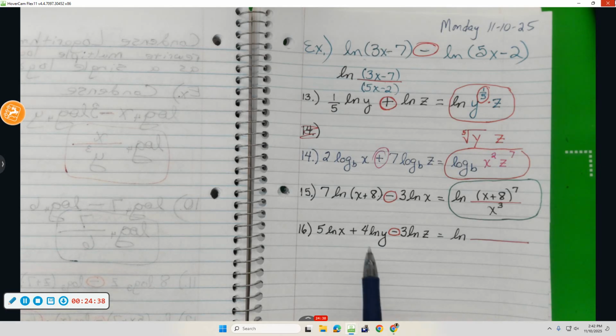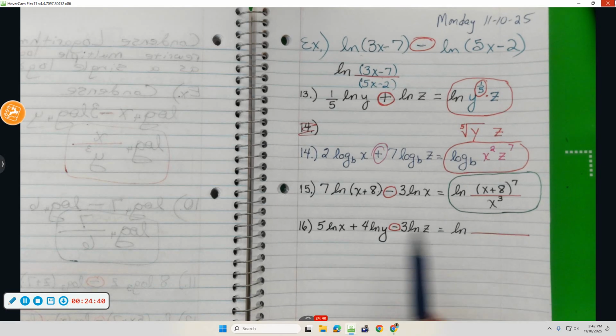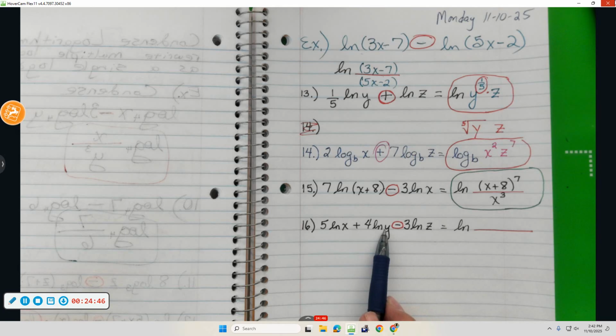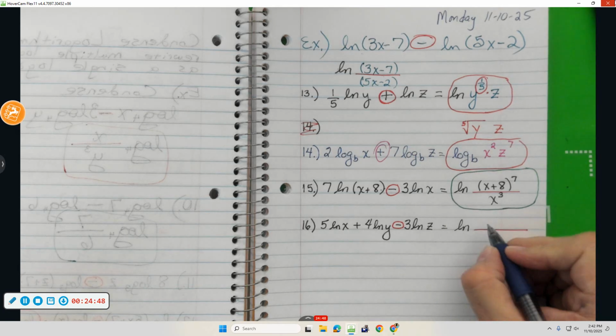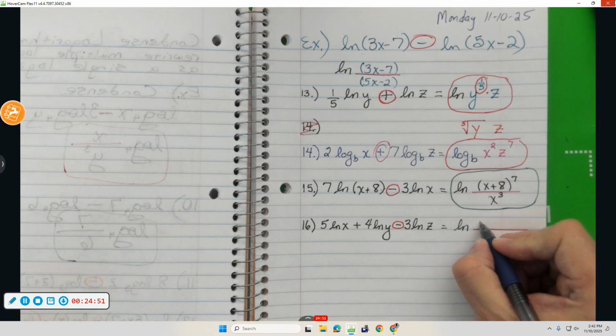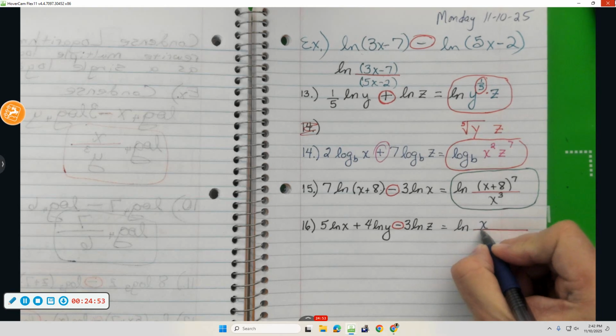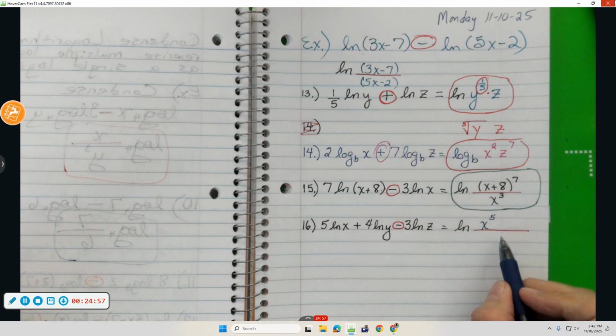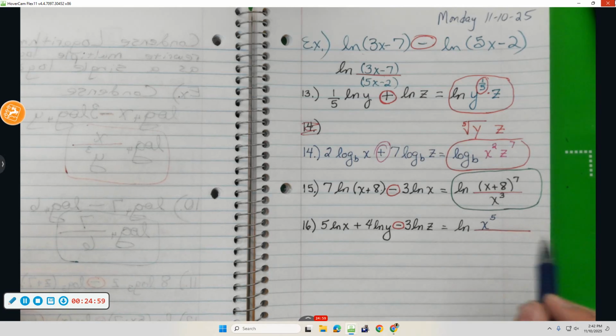No? This plus doesn't mean a plus over here. It means both of these are on the top. So get me started. What goes on the top? X to the 5th power. But don't put a plus. Instead, what do I write?